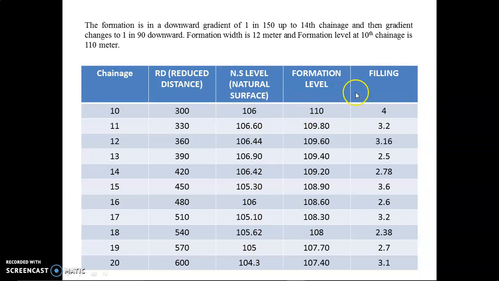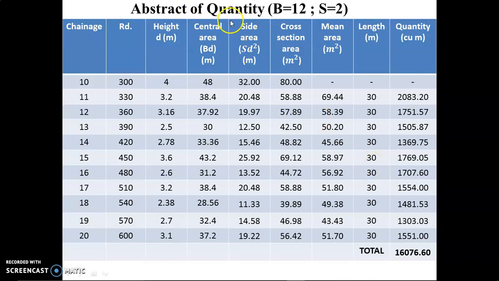For finding the height of the filling, we have to take the difference between formation level and natural surface level. So we subtract natural surface level from formation level: 110 minus 106 is equal to 4. 109.80 minus 106.60 is equal to 3.2. In the same way we find all the values of filling, and this is also known as the height of the embankment. Now we have to find the abstract of quantity. For that we have to prepare this table.